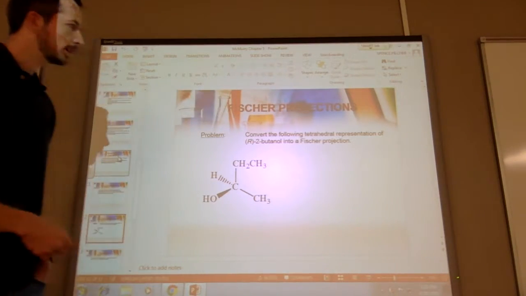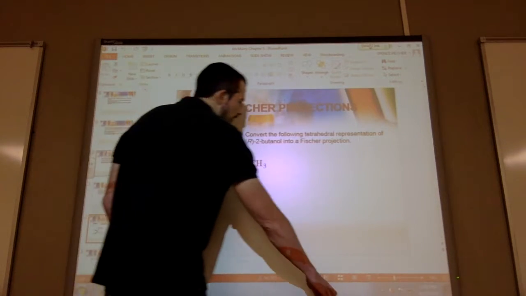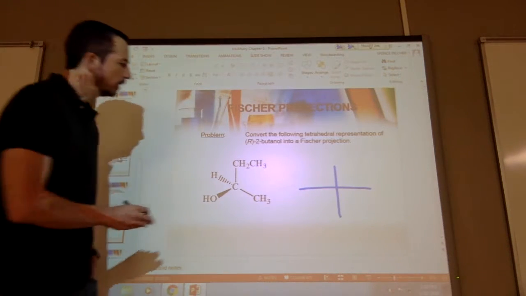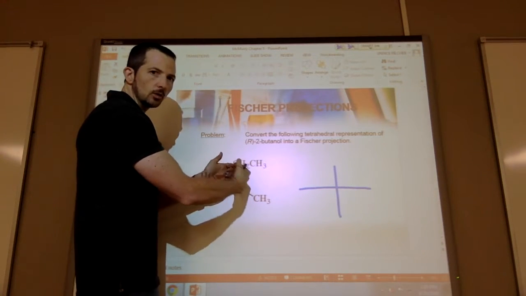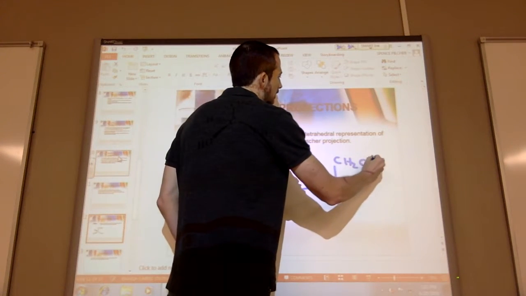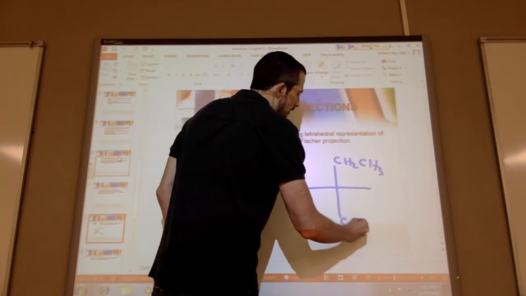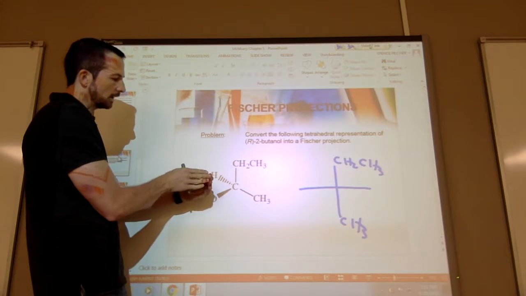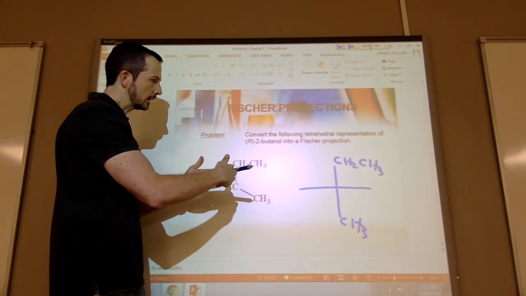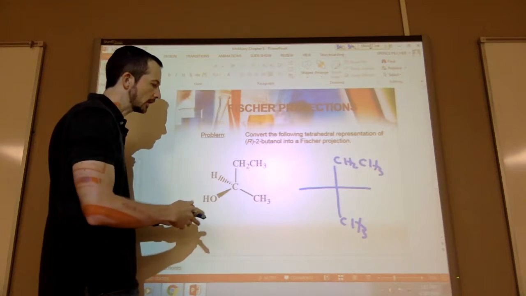This says convert the following tetrahedral representation of R-2-butanol into a Fischer projection. So it's going to be a cross line. What I'm going to do is just take it and rotate it over. So if I'm just taking it and rotating it, these two will remain the same. Now when I rotate it, my OH is coming out like this. When I rotate it, it's still going to be going out, but I'm just rotating like this. So it's going to be out there on the right side.